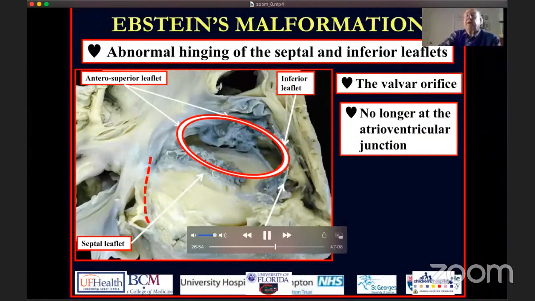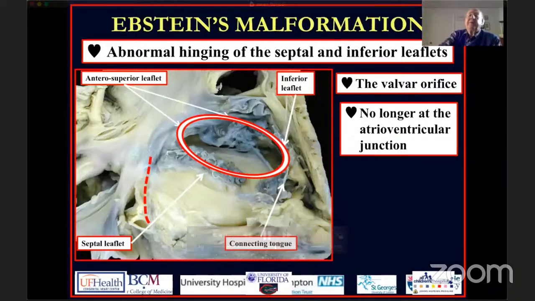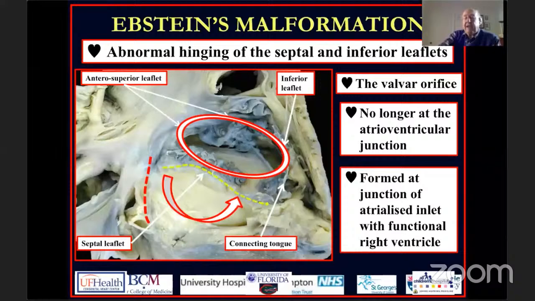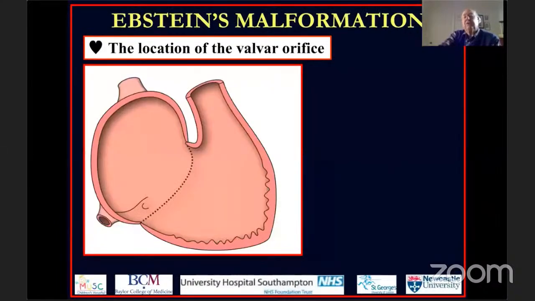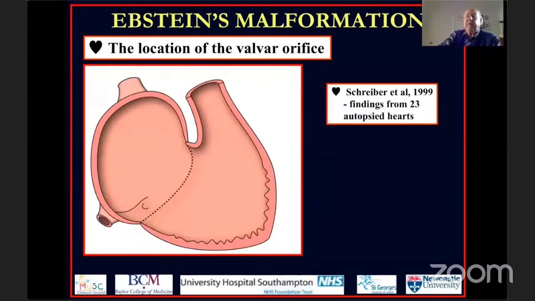Because the junction, the point at which the atrial myocardium is separated from the ventricular myocardium by the fibroadipose tissue, retains its normal position. But the key point is that the hinges of the valves rotate away from the atrioventricular junction such that they form a new valvar orifice at the junction of the atrialized inlet with the functional right ventricle. So this is key to understanding the location of the valvar orifice.